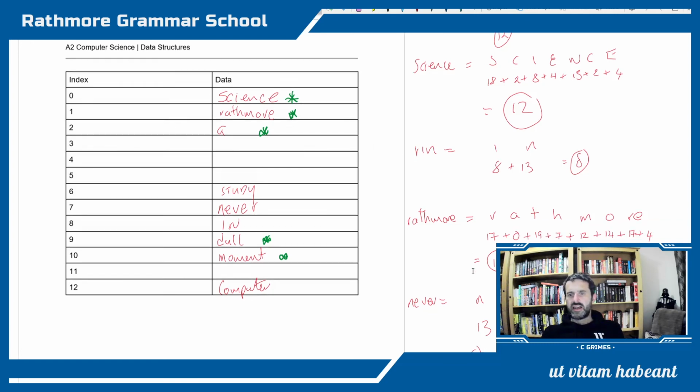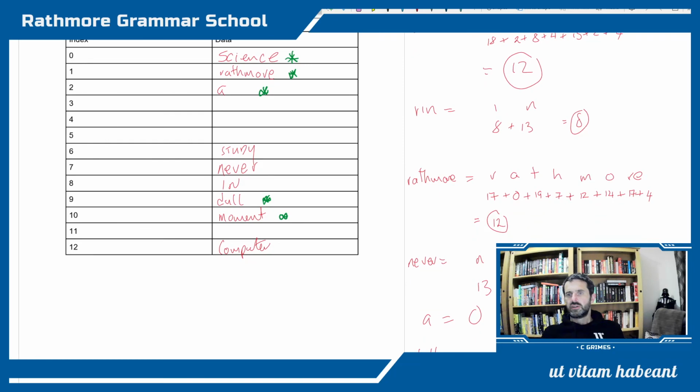Then we had never, where did never hash to? 7, no collisions. A went into 0, but there's a collision, and so on and so on. So there were 9 marks for that, for the calculation and making sure that they got into the correct location.